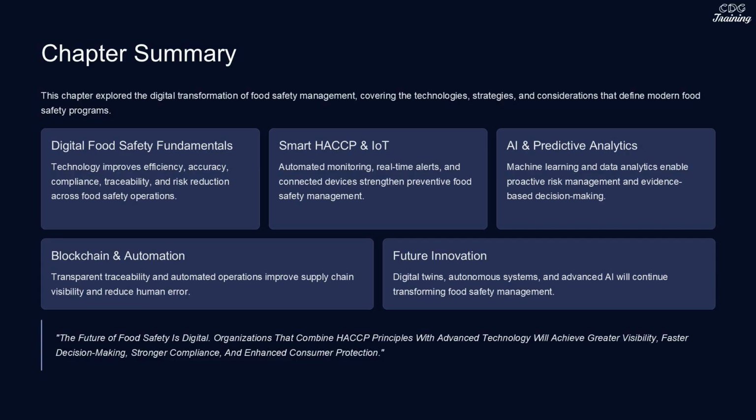safety programs. Digital food safety fundamentals: technology improves efficiency, accuracy, compliance, and risk reduction. Smart HACCP and IoT: automated monitoring, real-time alerts, and advanced record-keeping. AI and predictive analytics: machine learning and data analytics enable proactive risk management and evidence-based decision-making. Blockchain and automation: transparent traceability and automated operations improve supply chain visibility and consumer confidence. Future innovation: digital twins, autonomous systems, and artificial intelligence will continue transforming food safety management.